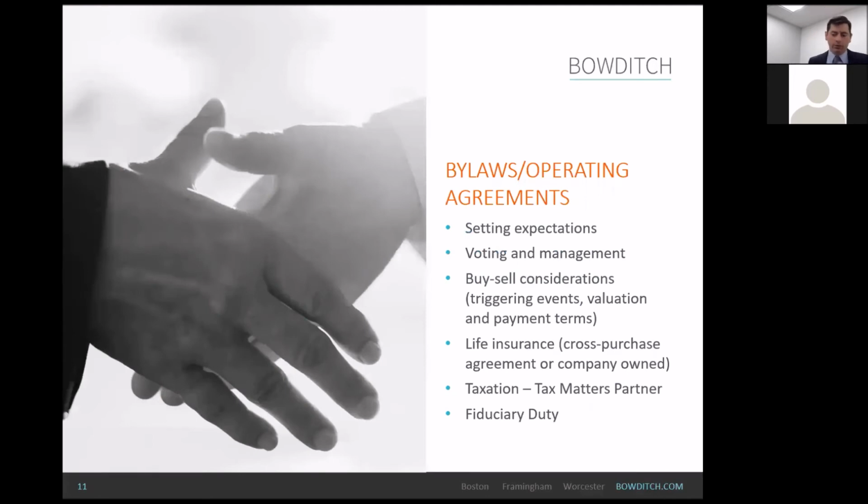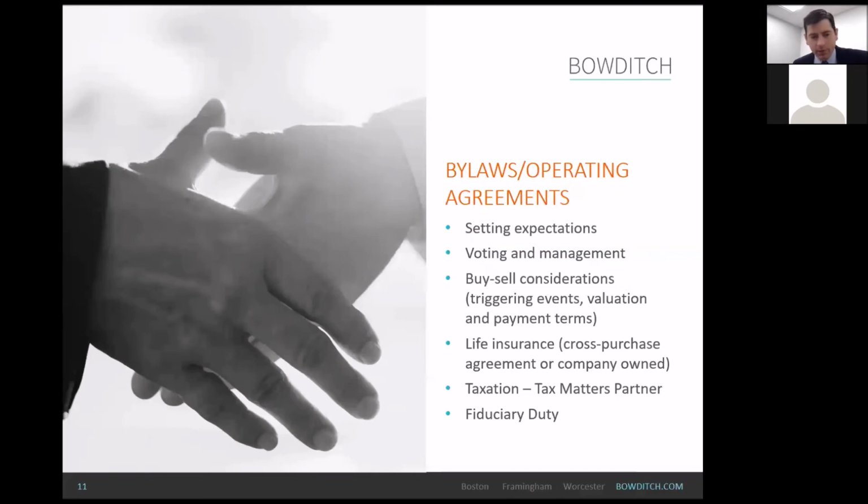Okay, so the key document that you're going to put together, and this is the moment to have a discussion with your co-founders. The key documents that you're putting together for corporations are going to be your bylaws. For LLCs, it's going to be your operating agreement. So again, as I mentioned, this is an opportunity to set expectations and to manage everybody's understanding.